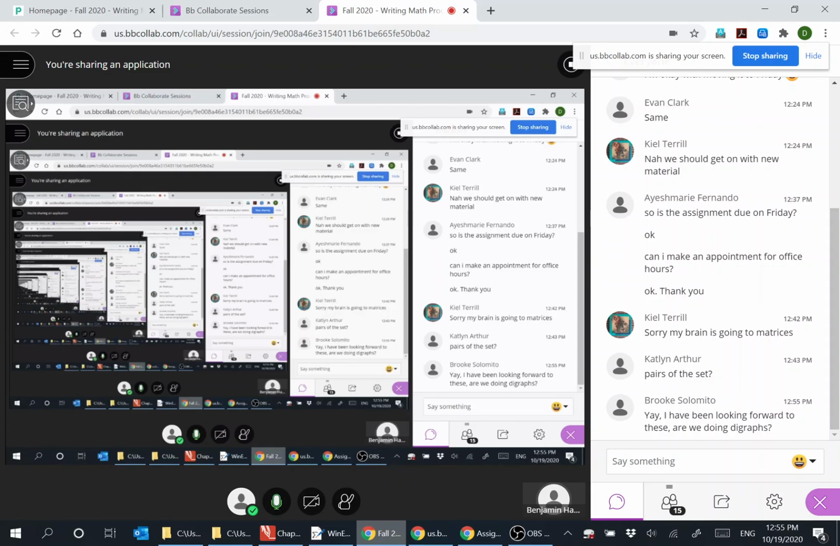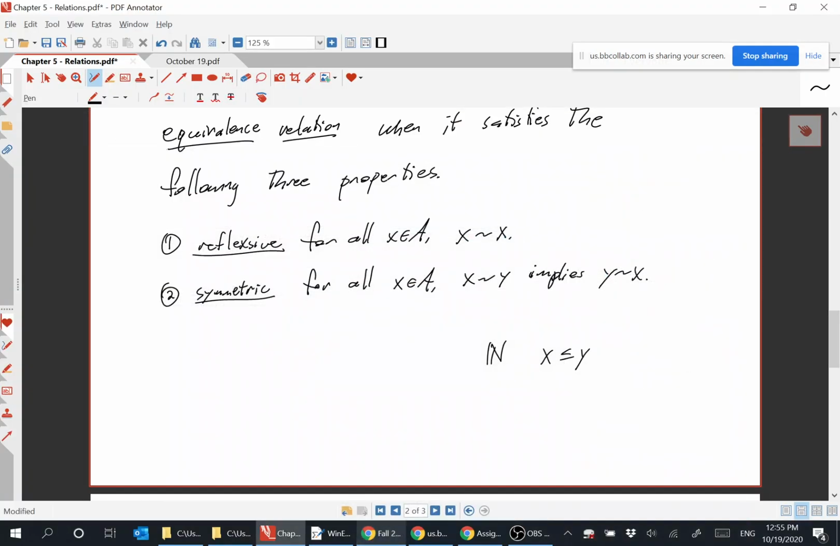Are we doing digraphs? One can think of them as digraphs. I wasn't going to get into graph theory in the course, but yeah, you can think of them as such.